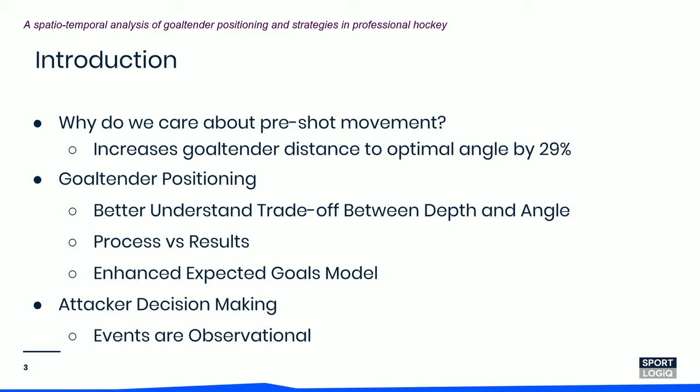And then obviously expected goals models, it's a factor. And then flip that around. So, it's not just about goaltenders. It's an opportunity to look at how attackers can make decisions based on where the goalie is, shot versus pass. Because all these events, shots, passes, everything we see is observational, right? So there's this game within a game of, when we see a shot, it's probably because there was a reason behind it.